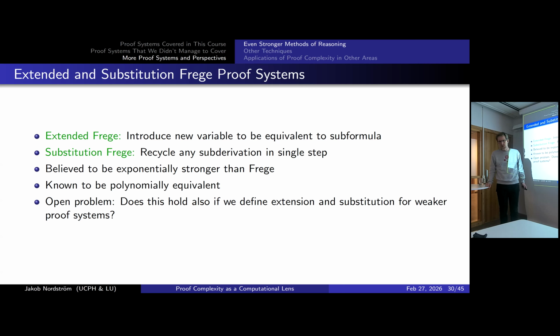One interesting thing, though, is that you could actually define extended Frege and substitution Frege for smaller proof systems. And then you can study how they relate. And we know that you can go all the way down to resolution, and you can define resolution with an extension rule. And that is, in fact, known to be polynomially equivalent to extended Frege. On the substitution side, it's not at all clear that this would be true. You need to think about it: what is substitution resolution and what is extended resolution? Are they the same or are they different? Probably different, but we don't know.